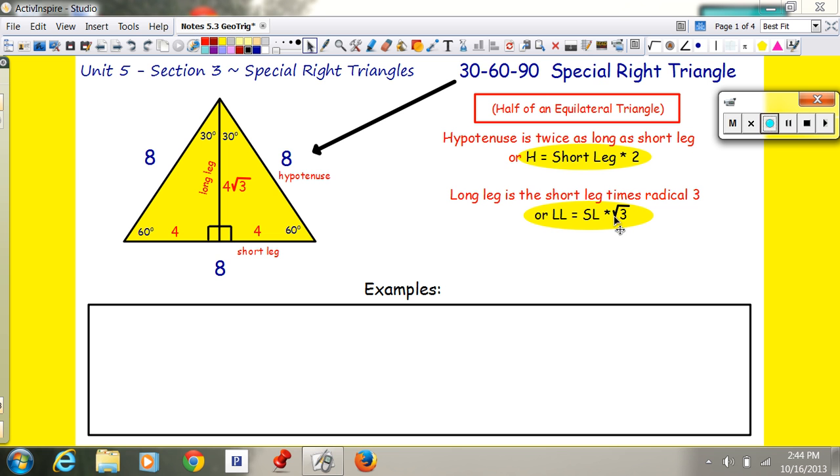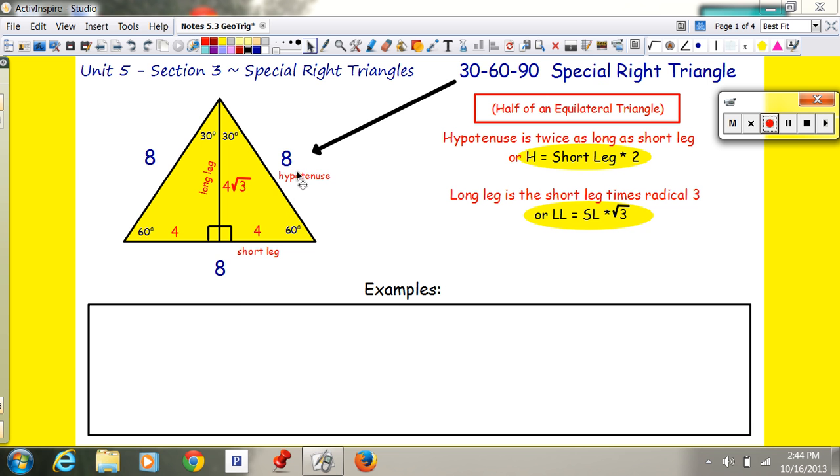Now there are two small formulas that work for every 30, 60, 90. It doesn't matter how big it is, how small it is, because if you've got a big 30, 60, 90 and a small 30, 60, 90, they're still similar triangles because the angles are the same. So you have two special little formulas. The first one is that the hypotenuse is twice as long as the short leg, or you could put h equals the short leg times 2.